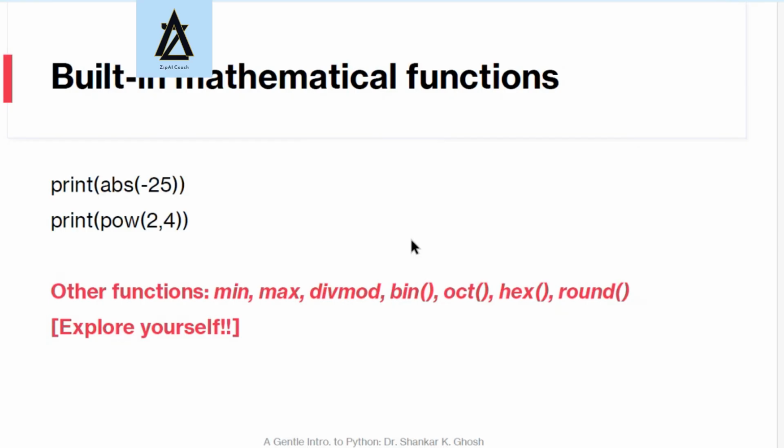Then let's come to the discussion of built-in mathematical functions. Like abs, it represents the absolute value. Pow, it represents the power. And likewise, there are other functions also, like min, max, and functions for octal and hexadecimal numbers, and for rounding. I recommend that you explore yourself to build up your programming skill.